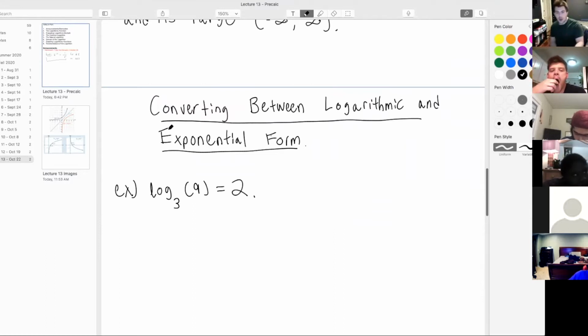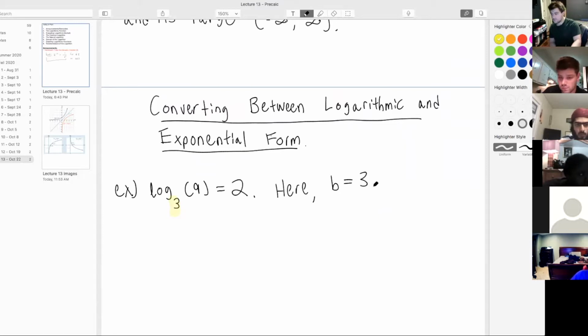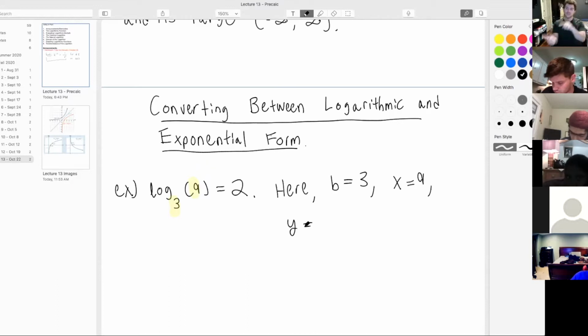All right, so b is always the subscript of the logarithm. So b is going to be 3 here. x is the input of the logarithm, that's 9. And y is always the thing on the other side of the equal sign. It's the output, which is 2.